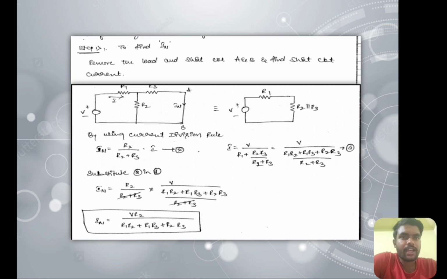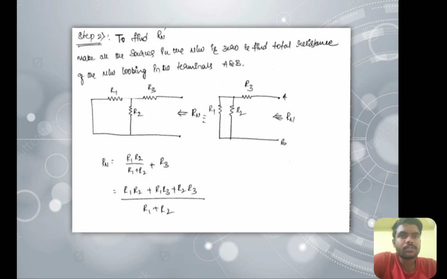In step 1, to find IN, remove the load resistance and short circuit terminals A and B to find the current. By using the current division rule, IN is equal to R2 divided by R2 plus R3 into I. I is equal to V divided by R1 plus R2 R3 divided by R2 plus R3, that is equal to V into R2 plus R3 divided by R1 R2 plus R1 R3 plus R2 R3. Substitute I in IN. IN is equal to R2 divided by R2 plus R3 into V times R2 plus R3 divided by R1 R2 plus R1 R3 plus R2 R3. Therefore IN is equal to V R2 divided by R1 R2 plus R1 R3 plus R2 R3.